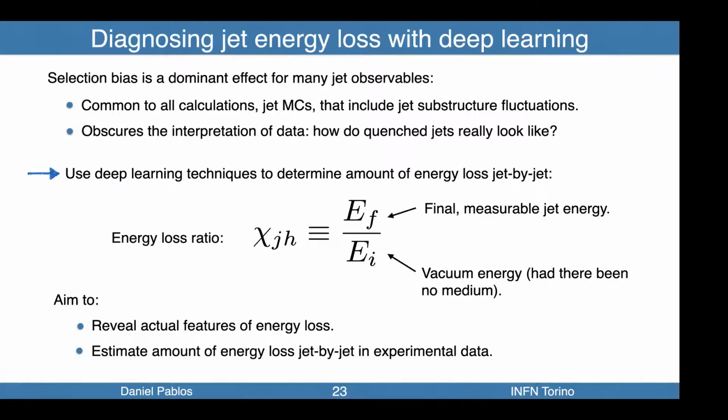So this selection bias, we can try to mitigate it using deep learning techniques. We want to know how quenched jets really look. So we're going to try to extract from jets the energy loss ratio, defined in the following way. You have a final measurable jet energy and you divide it by the vacuum energy.